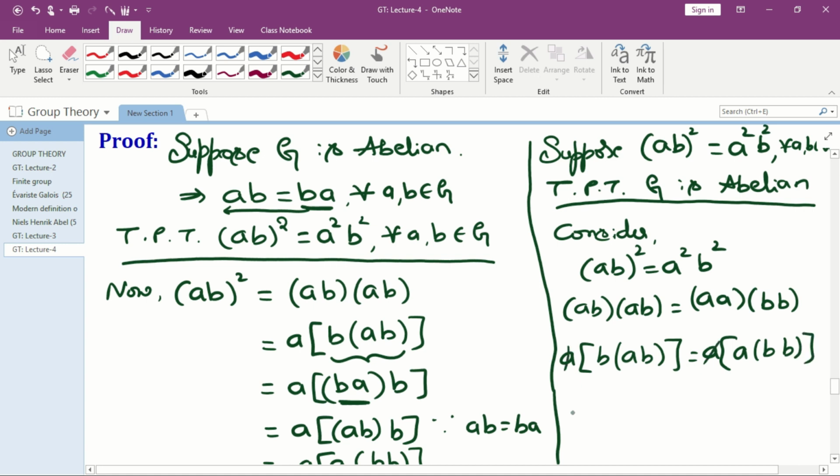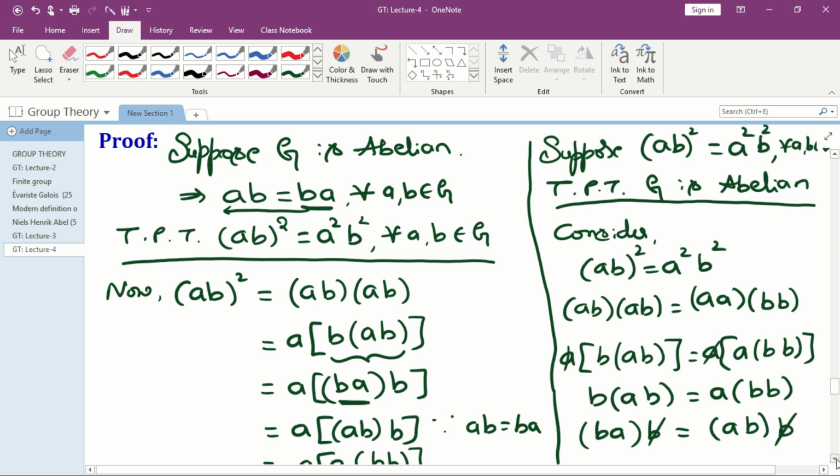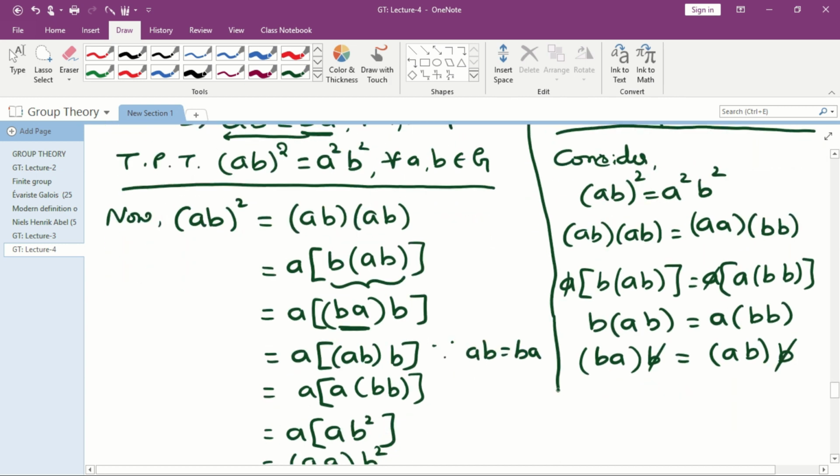So using left cancellation law, A gets cancelled, therefore remaining is B into AB is equal to A of B into B. So now again use associative law, this can be written as BA into B is equal to AB into B. So again using right cancellation law, B gets cancelled, therefore we get BA is equal to AB. Again this is true for all A, B belongs to G.